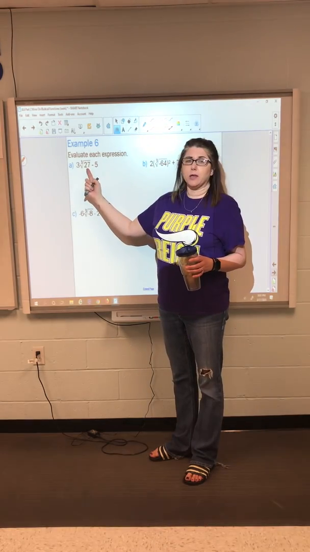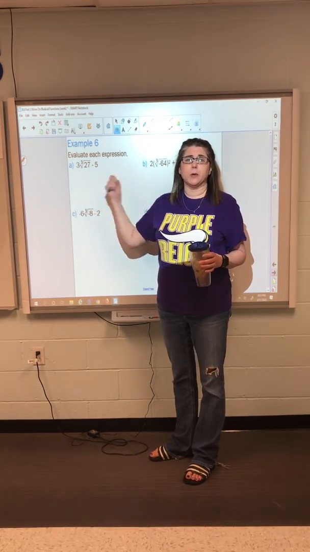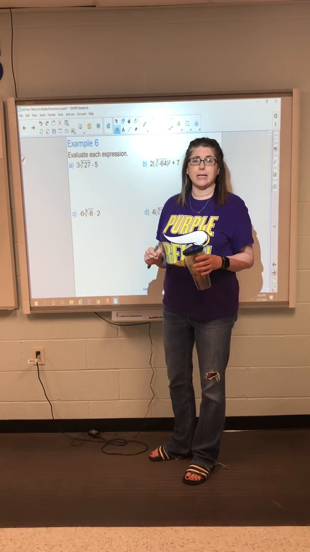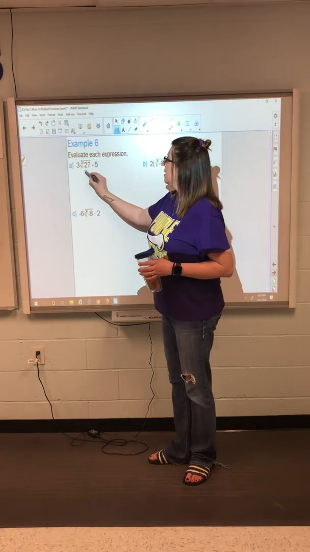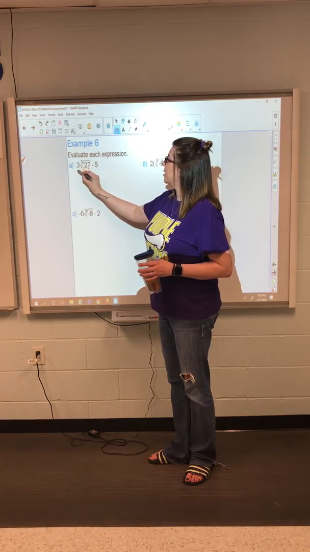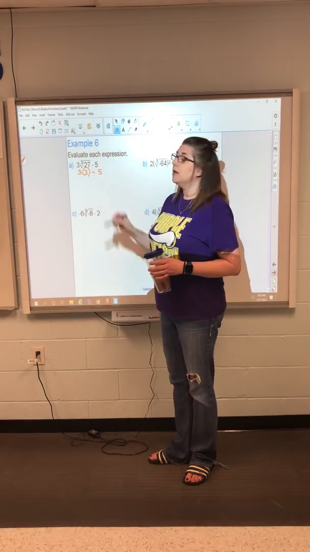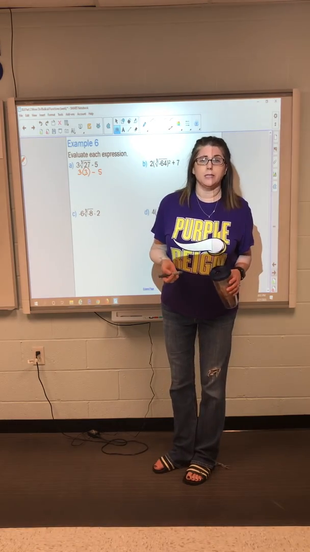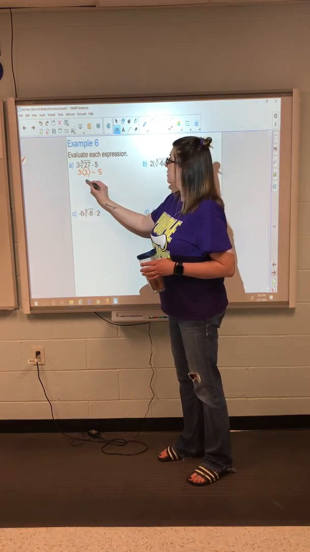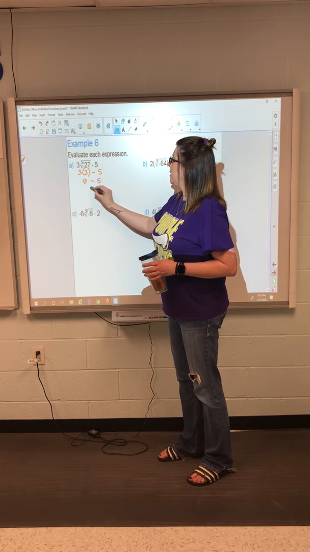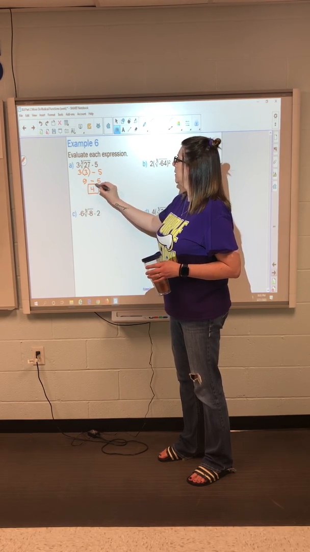So here we have the cube root of 27. Remember, that just means what number times itself 3 times is 27, and the answer to that is 3. We're going to take that answer, still multiply it by the 3 that's on the outside, and then subtract 5. So now we're going to do the order of operations. Multiplication comes first, so 3 times 3 is 9, and 9 minus 5 is 4.